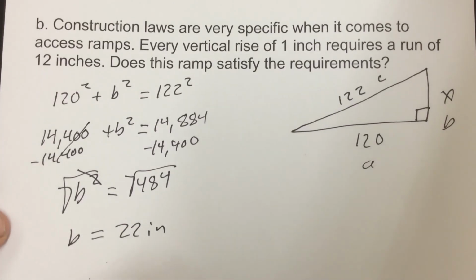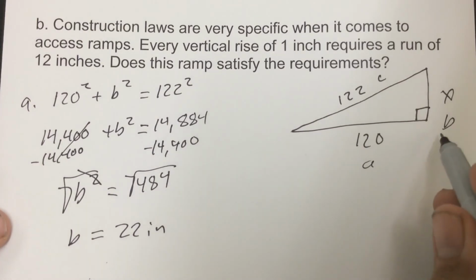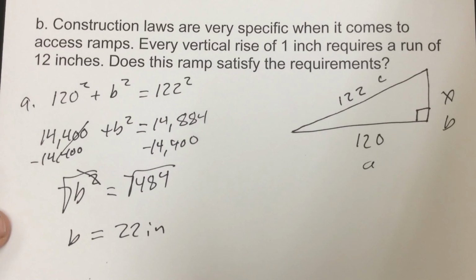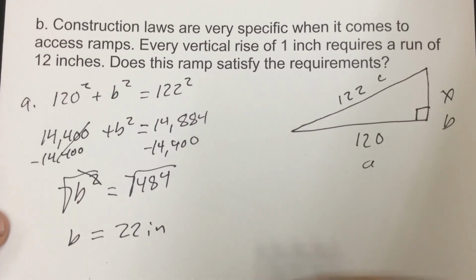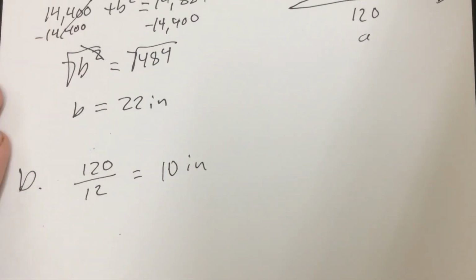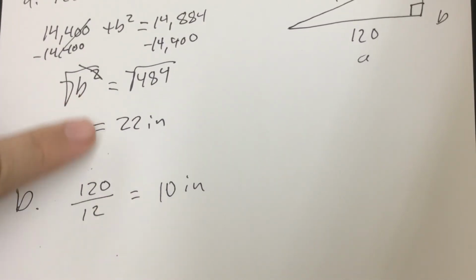Well, this was part A up here. So this is part B. We're 120 inches of run. So that 120 inches, if we divide it by 12, that'll get us to be what it needs to be, which 120 divided by 12 is 10. So that's all the higher it would be able to go. Ours being 22 inches, we're way high.